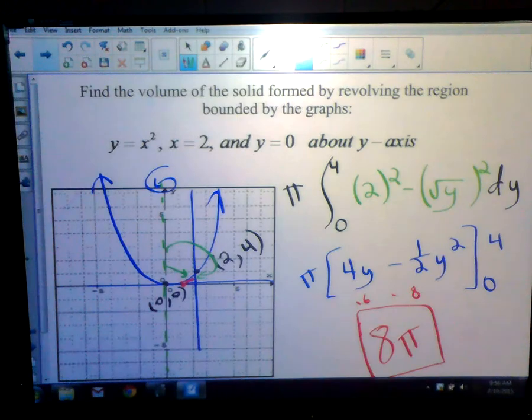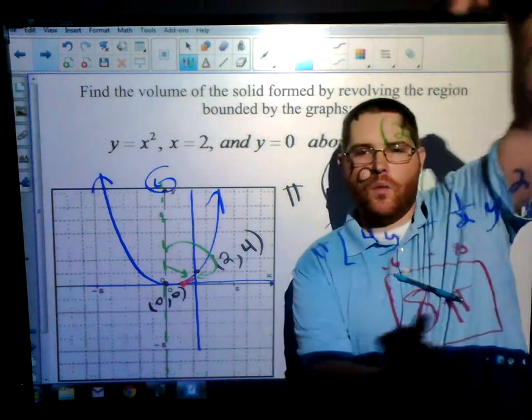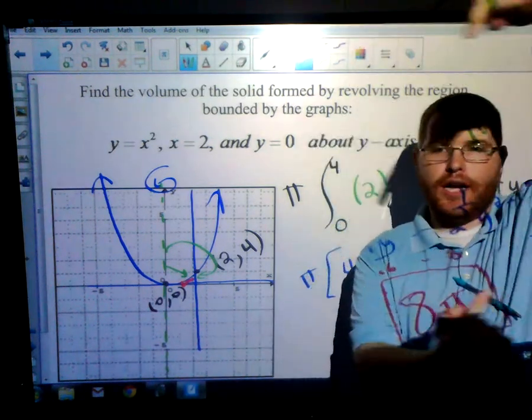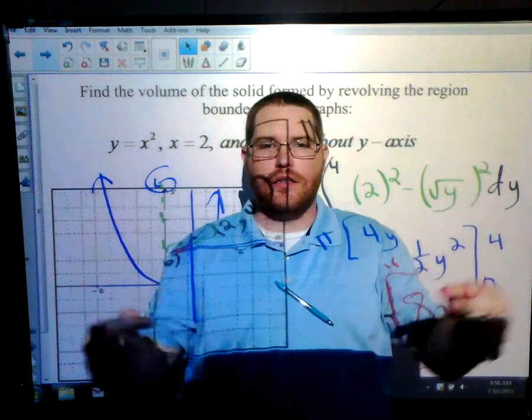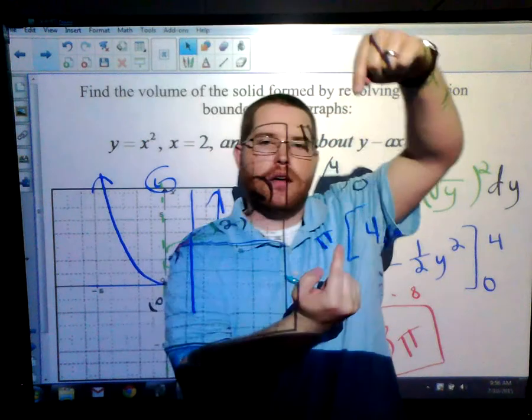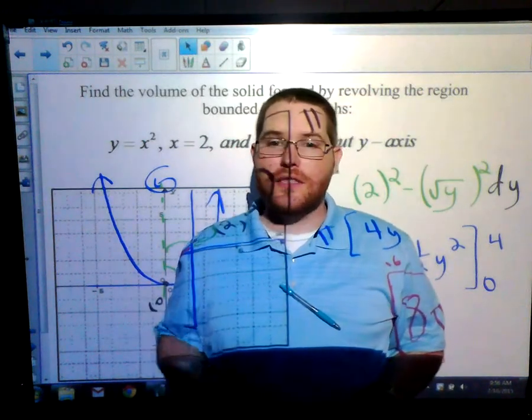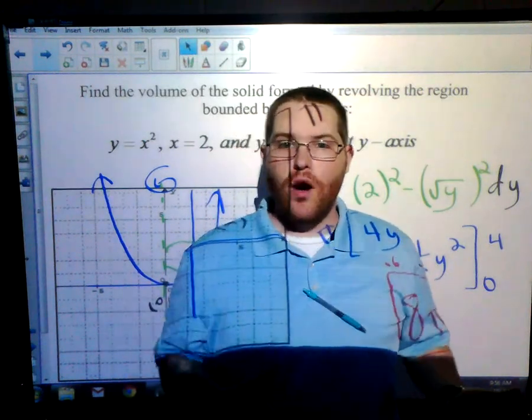Why did I use dy? Because I'm rotating around a y-axis or something parallel to the y-axis. So far we've done a problem with the x-axis and with the y-axis. But we can rotate these around things besides just the x-axis and just the y-axis.